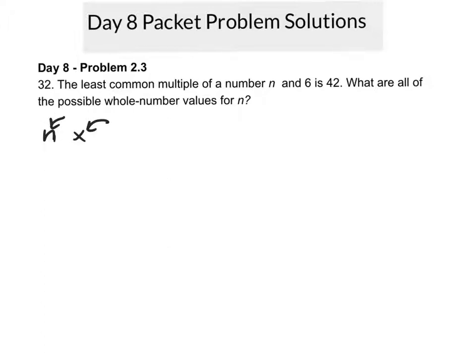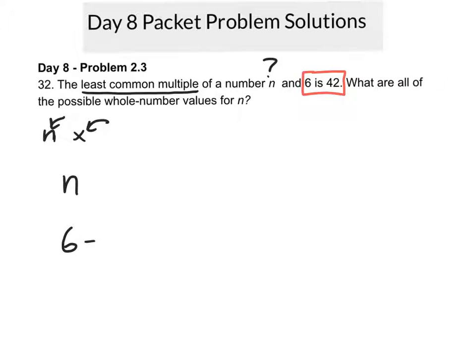So what are we looking for? Read the question. It says the least common multiple of a number that we do not know, so we don't know what this number is, and 6. So this number, n and 6, the least common multiple is 42. Well, let's do what we already do know. We know how to find the multiples of 6 to get to 42.